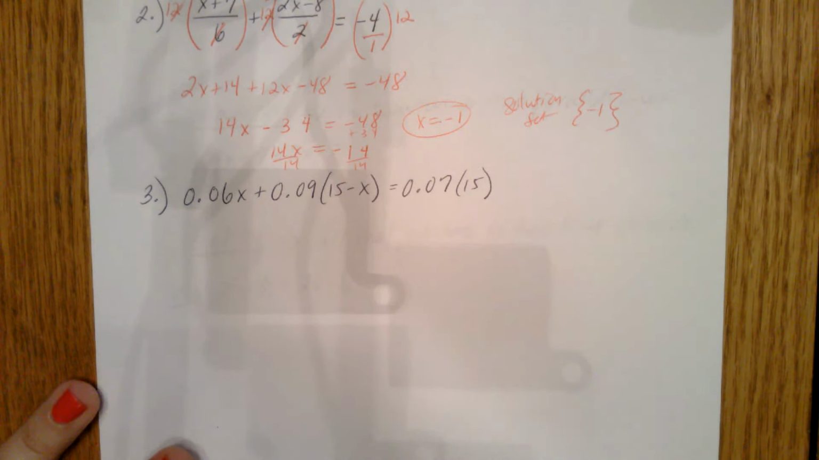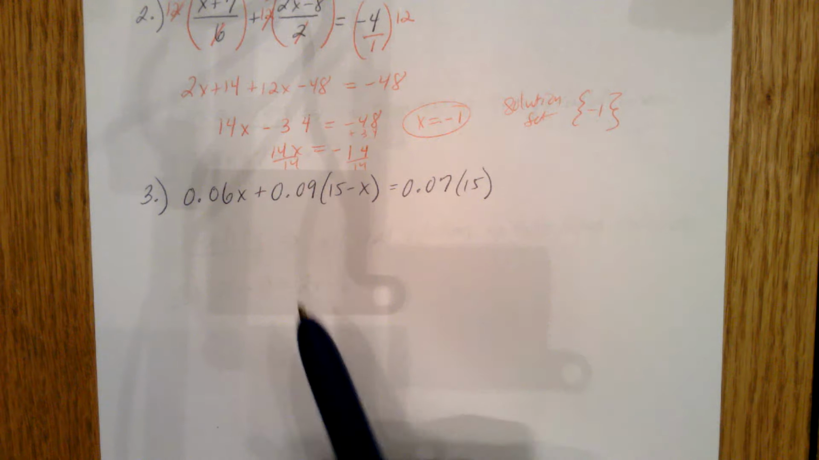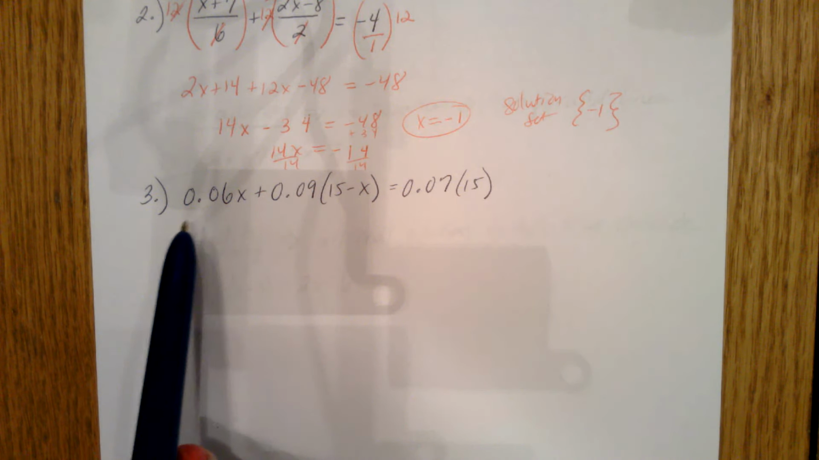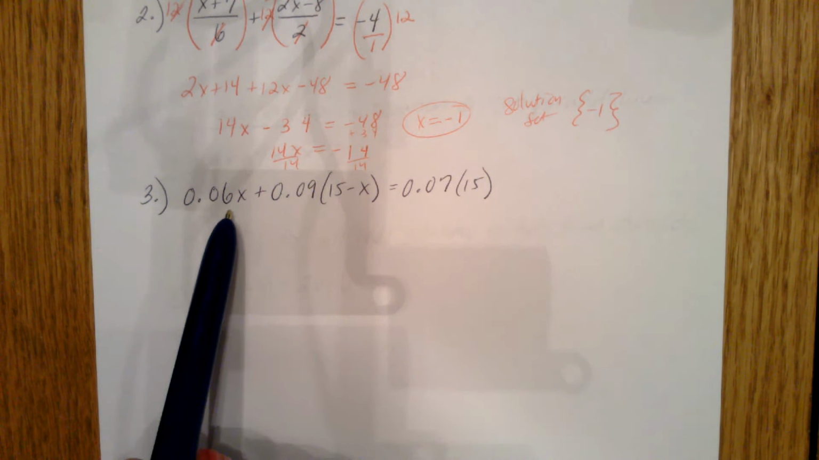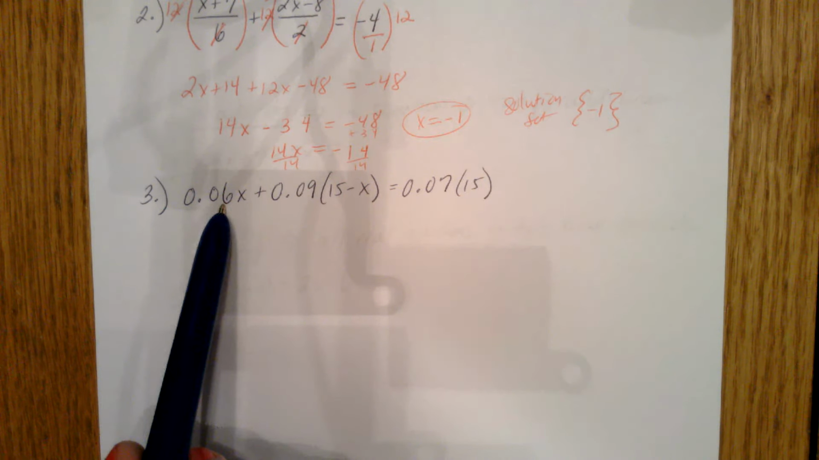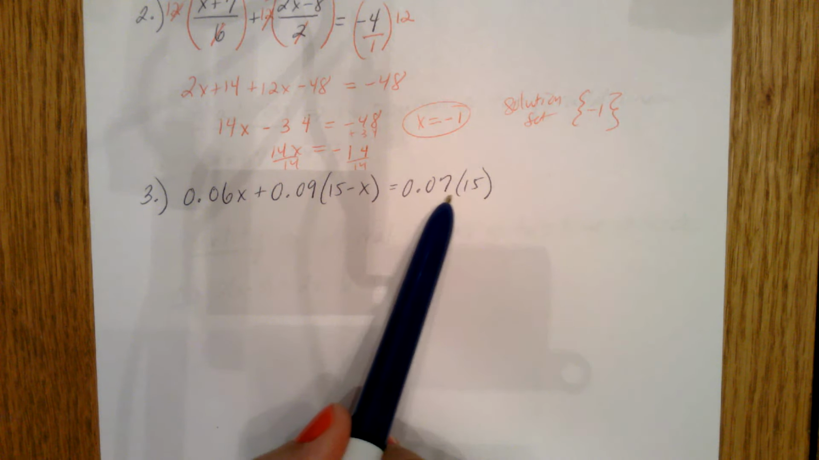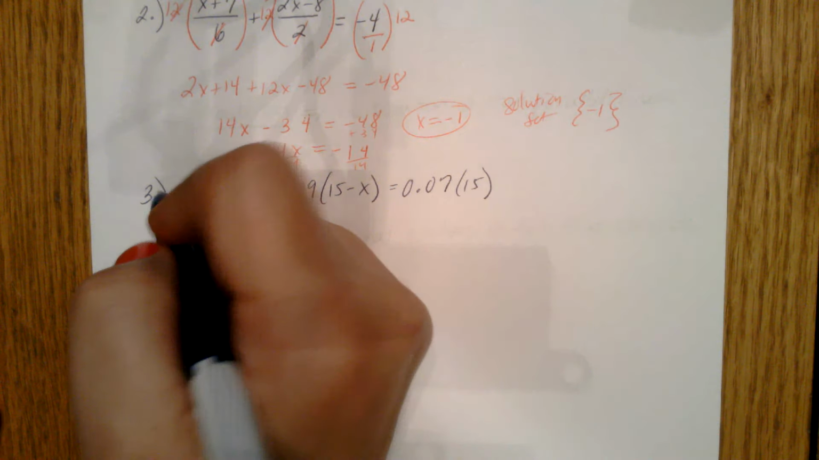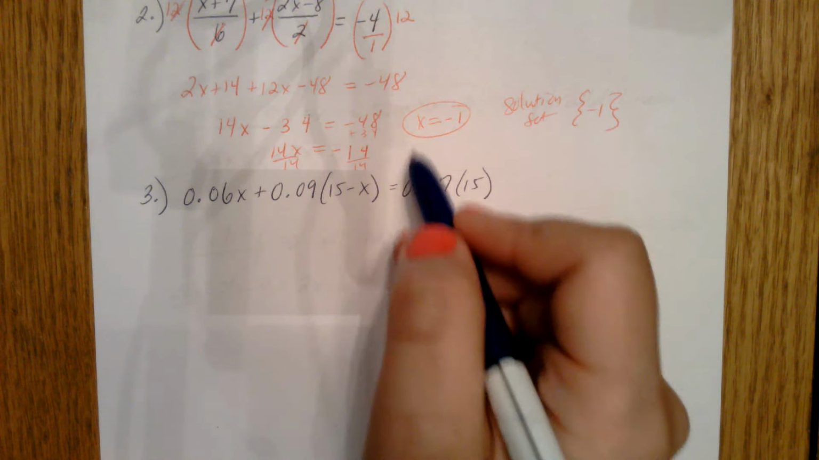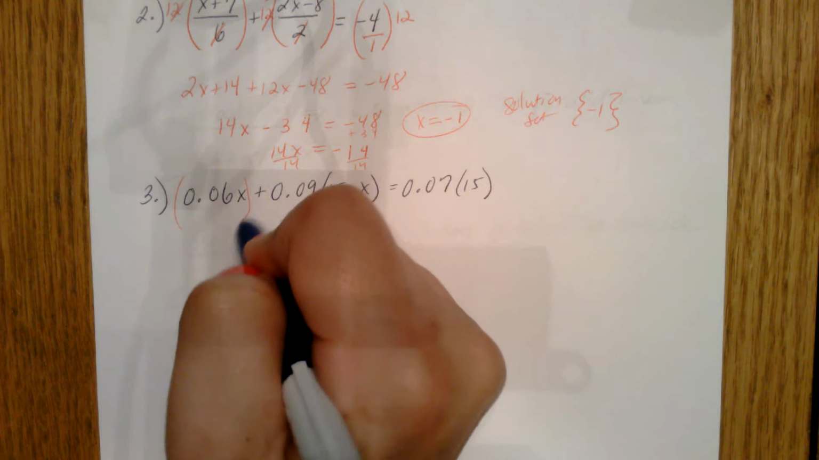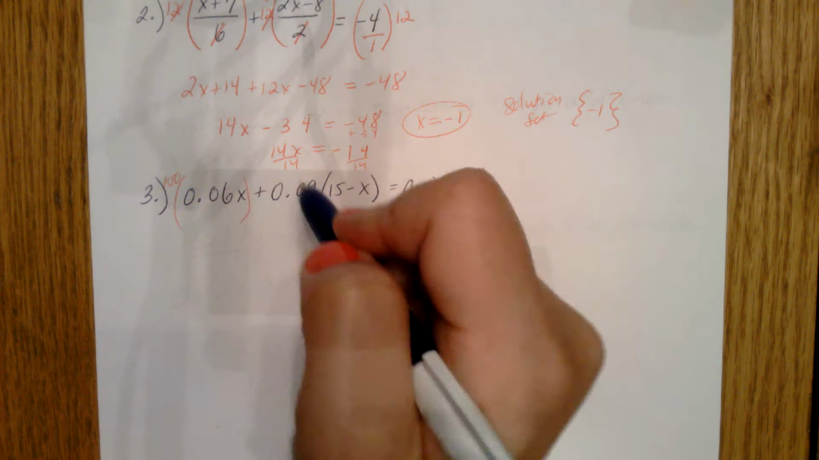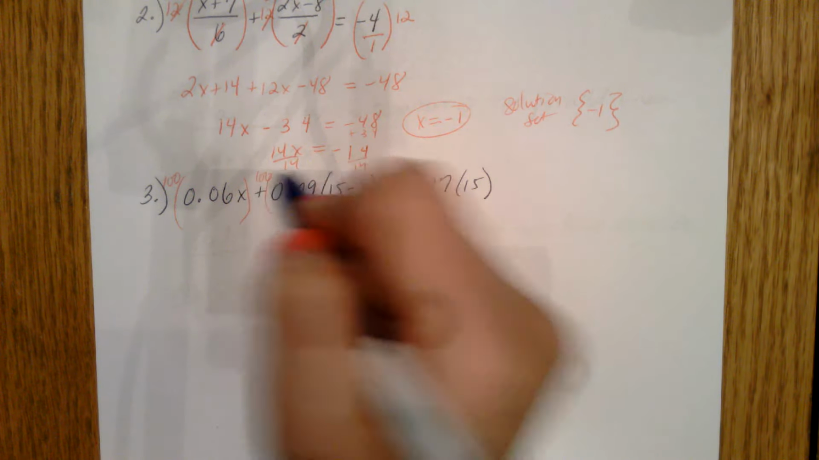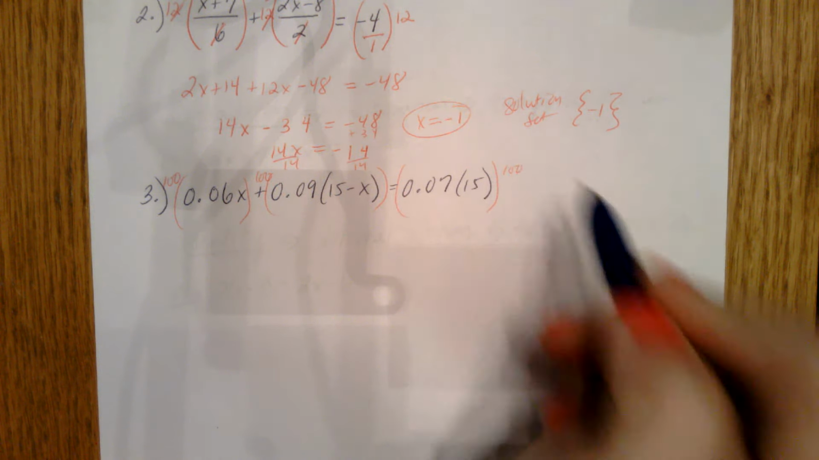Let's do one with decimals. Whenever you are working with decimals, it's just like fractions. You want to multiply through by the common denominator, which would be the highest decimal place. So this is in the hundredths, this is in the hundredths. So we're going to multiply everything through by 100. And again, you can think of it as multiplying both sides by 100. Sometimes, like I did before, you can multiply this by 100, this by 100, and this by 100.